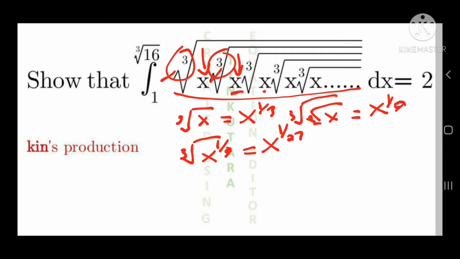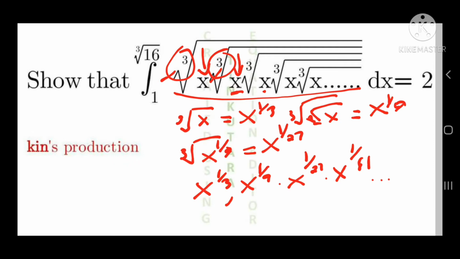So that means that the terms of the infinite term, when we break them down, will be x exponent 1 on 3 times x exponent 1 on 9 times x exponent 1 on 27, times x exponent 1 on 27 times 3, that will give us 81, x exponent 1 on 81, and it continues like that. We realize that the x's don't change.